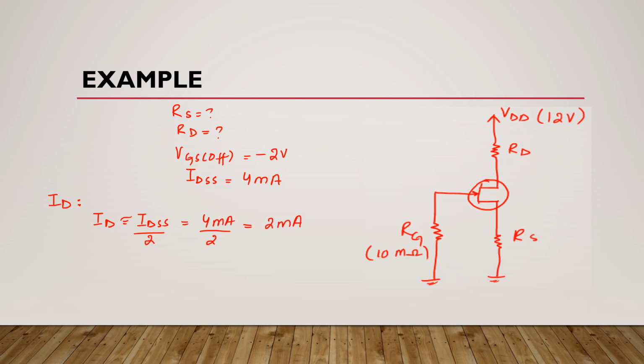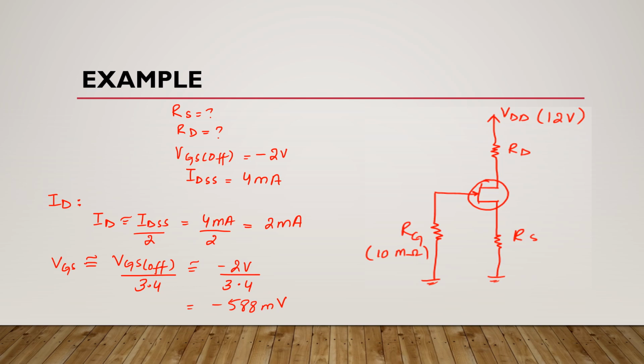Now we know that gate to source voltage is approximately equal to cutoff voltage divided by 3.4. Here this cutoff voltage is minus 2 volts and it is divided by 3.4, and after solving this you will get minus 588 millivolts.